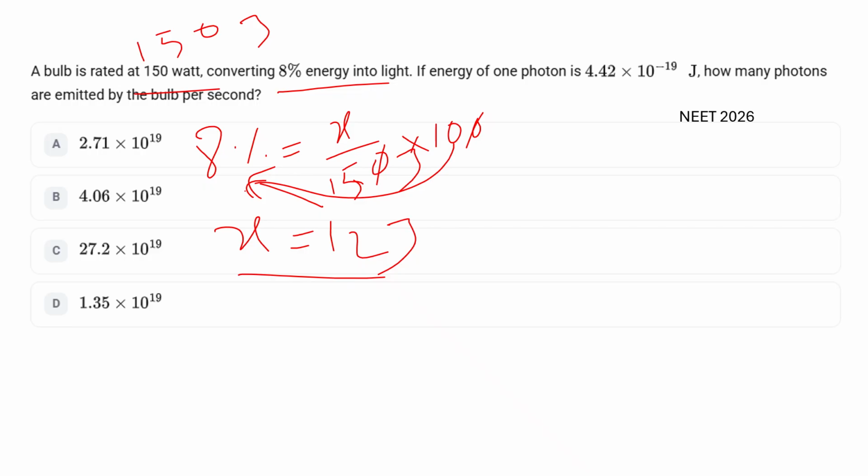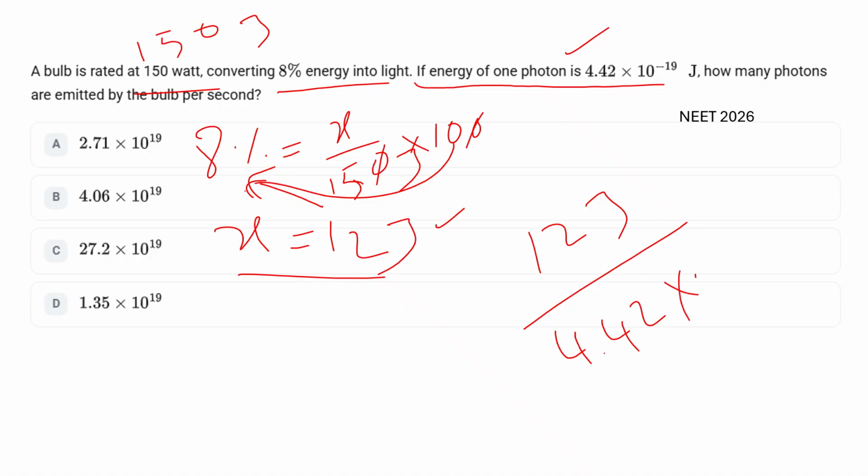I must know in 12 joules how many photons there are, because only 8% of electrical energy is converted into light. So 12 joules contain how many photons, that is my answer. What is the way to find how many photons there are in 12 joules? If you divide 12 joules by the energy of one photon, because 12 joule is the energy of total photons, and this is the energy of one photon, the ratio between the energy of total photons and the energy of one photon gives the number of photons.